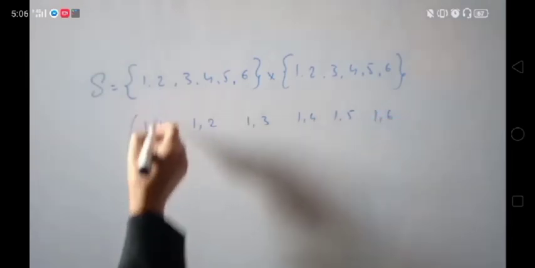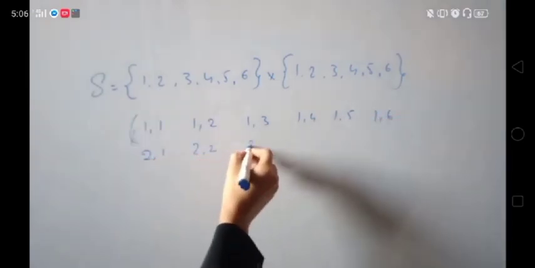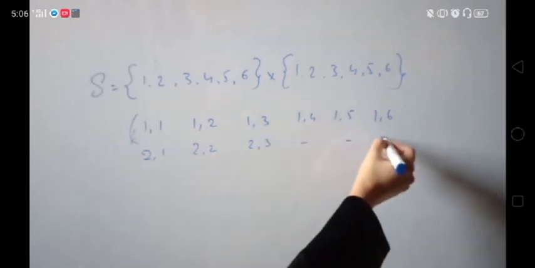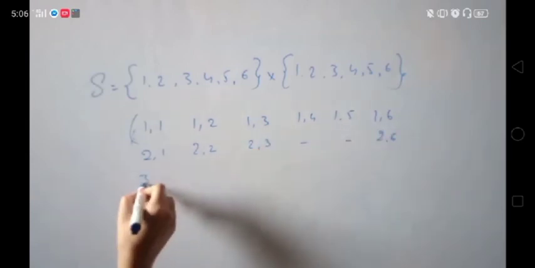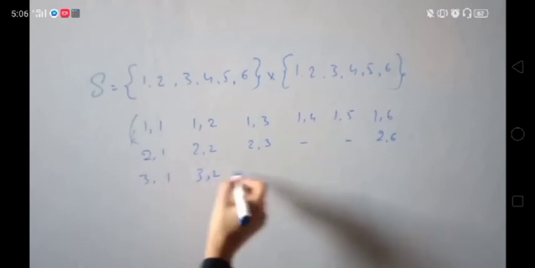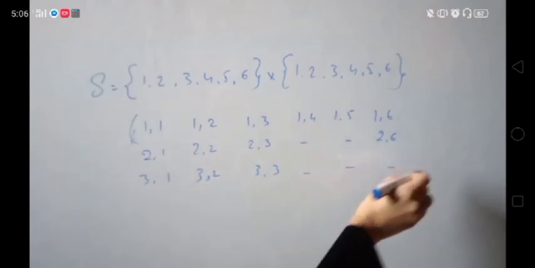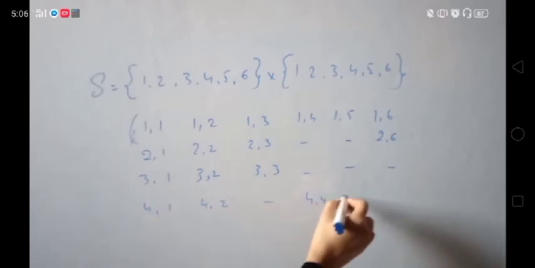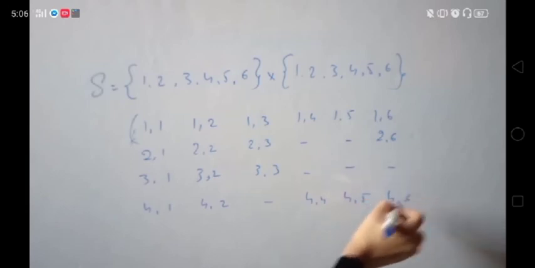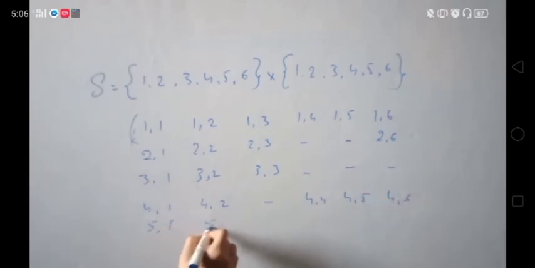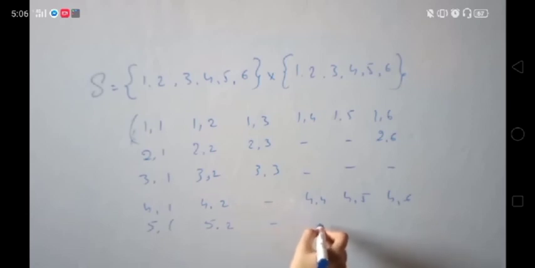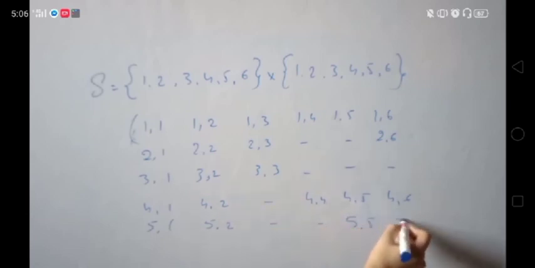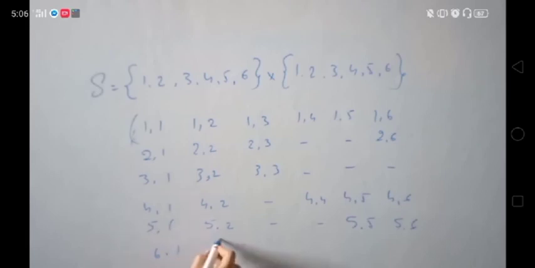If we throw the second time, the outcomes are 2 comma 1, 2 comma 2, 2 comma 3, likewise. Next, the third time 3 comma 1, 3 comma 2, 3 comma 3, 3 comma 4, 3 comma 5, 3 comma 6. Then the fourth time 4 comma 1, 4 comma 2, 4 comma 3, 4 comma 4, 4 comma 5, 4 comma 6. Likewise we have to take 6 times, because the highest number is 6. So the total number of outcomes is 36.